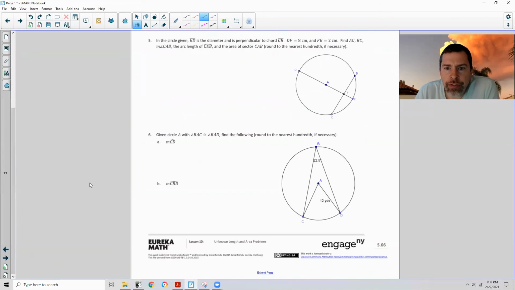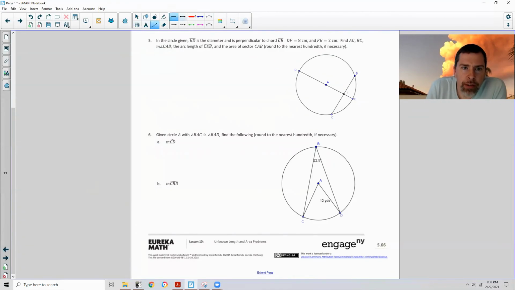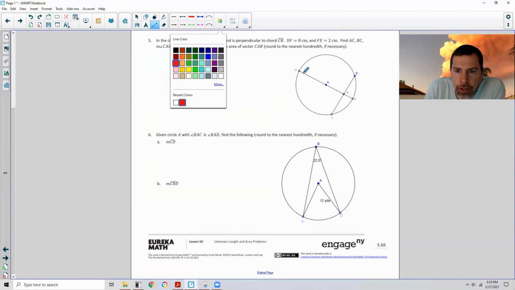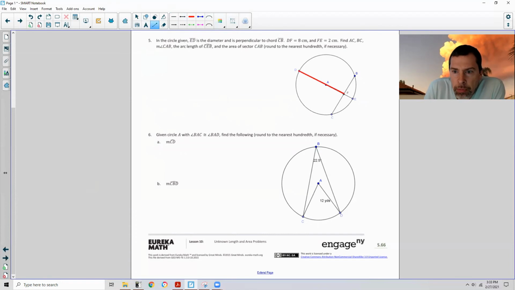In the circle given, ED is the diameter. So let's mark this. I love marking these up with color. Highly recommend my students have colored pencils and do the same. So there is the diameter ED, and I could underline that here as well. Given the circle with the diameter ED, it is perpendicular to chord BC. So there is a right angle here.